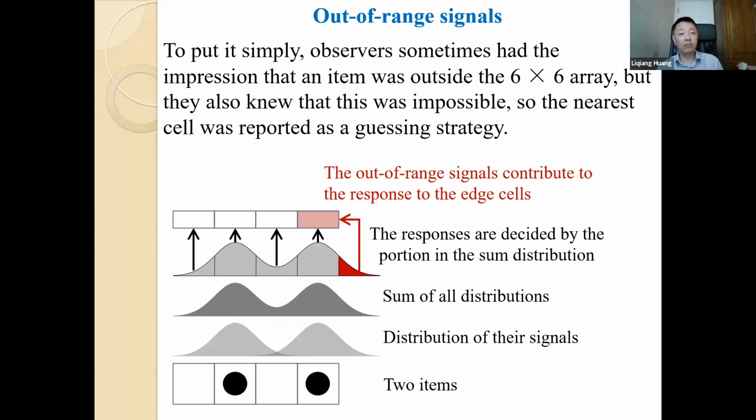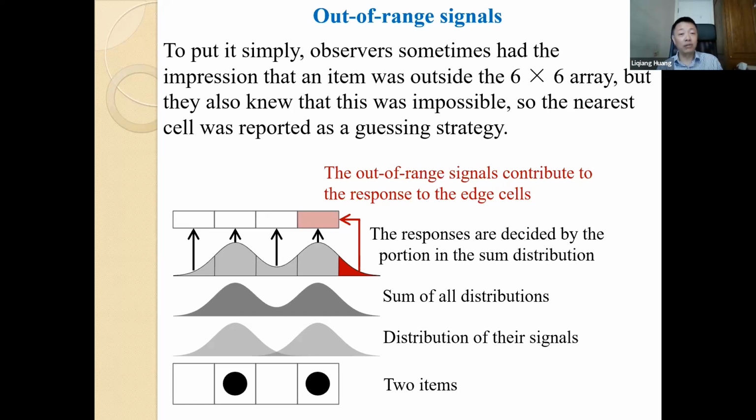Another important mechanism is what I call out-of-range signals. To put it simply, earlier I said that the signal sometimes will go to the neighboring cell. What if an item is already on the border? If it's already on the border, then you don't get another neighboring cell. So what will this part do? Theoretically, I assume that this part will be recycled back to this location, at least partly.